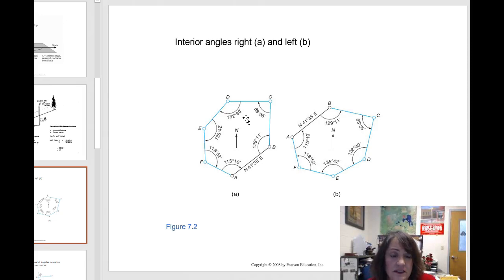2 times 180 is 360. So the interior angles of a rectangle will always add up to 360. And if they don't, if your measurements say differently, then you need to adjust that error. It goes back for the engineering surveyors to some of that least squares stuff that we did last time.